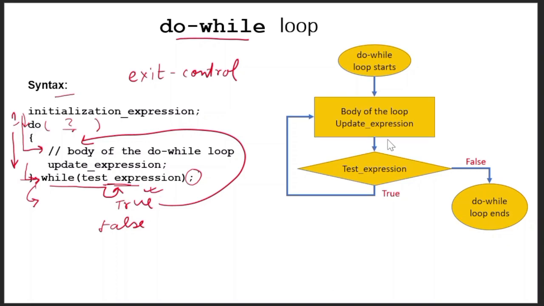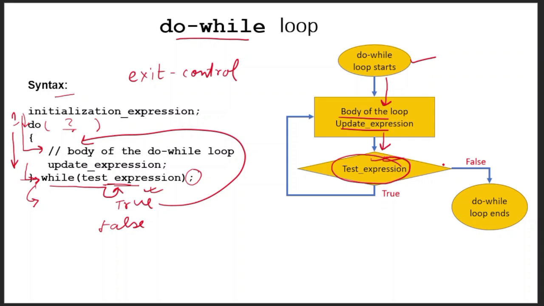This is your flowchart of do while loop, in which we see do while loop starts over here, and without any condition check we enter the body of the loop. Here we have not checked any entry condition. There is no entry condition. We enter the body of the loop, we update the expression, and before exiting the loop, we check the condition, test expression.